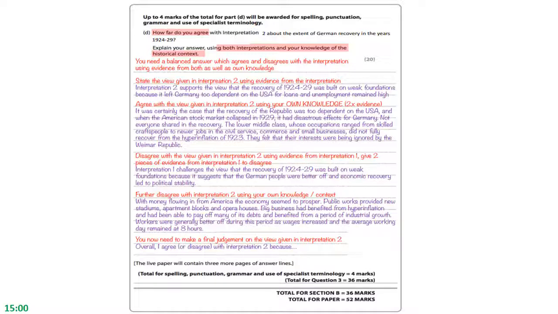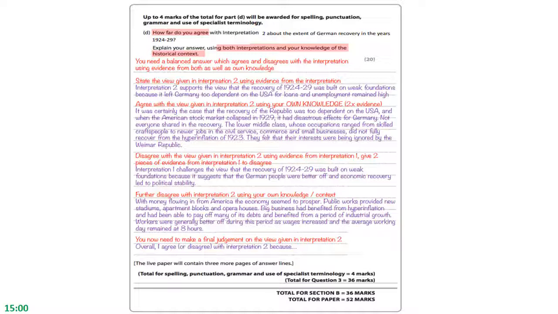Bear with me a second. Right. So, interpretation 1 challenges the view that the recovery of 1924 to 1929 was built on weak foundations because it suggests that the German people were better off and economic recovery led to political stability. Okay? Then also disagree with interpretation 2 using your own knowledge.